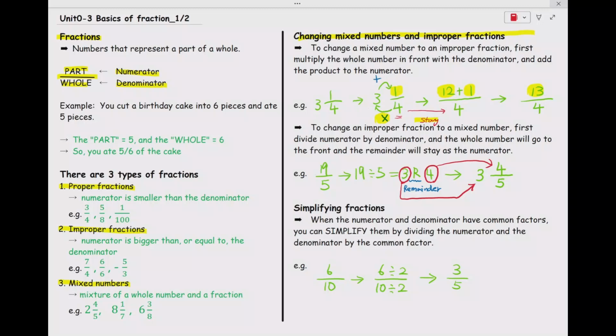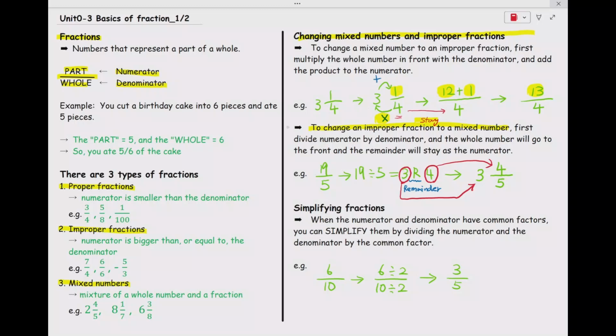How about the other way around? In order to change an improper fraction to a mixed number, first you need to divide numerator by denominator, and the whole number will go to the front and the remainder will stay as the numerator. Let's look at an example to understand what this means.